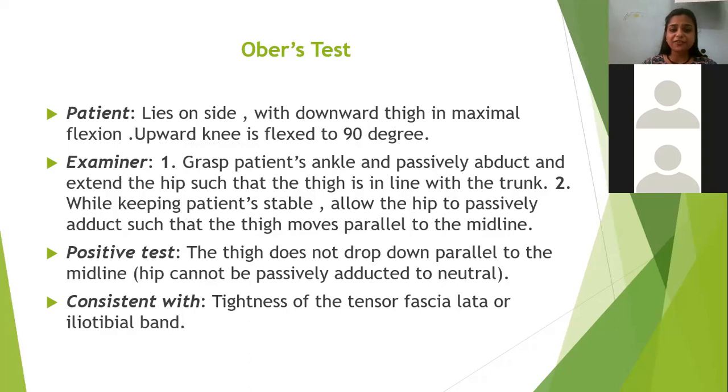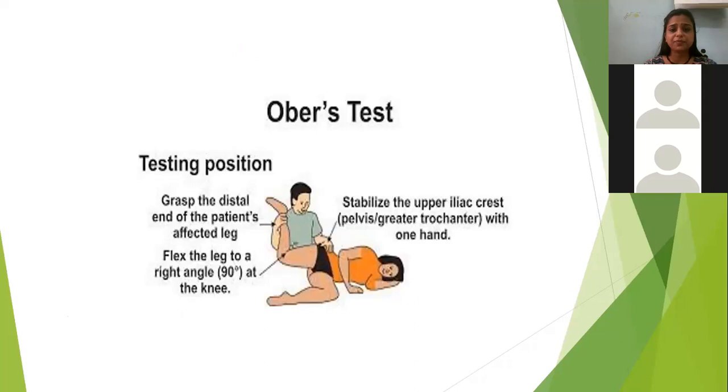And when you passively adduct and bring the thigh parallel to the midline, okay, if the patient is not able to bring it to the midline, it indicates there may be tension in the tensor fascia lata or the IT band. So it indicates tightness of the muscle, okay, in this way.